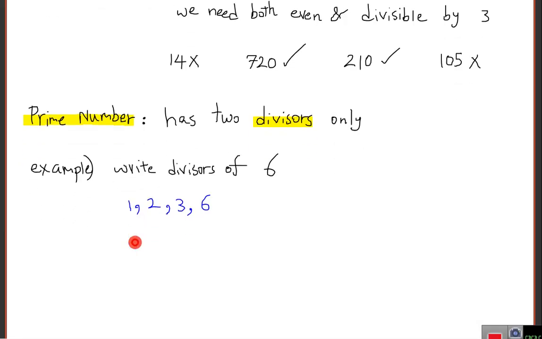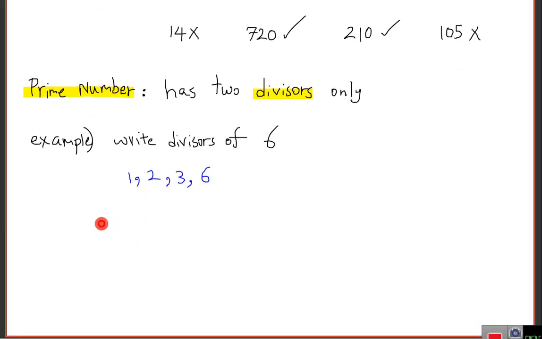So we can say that. Let me give you another example. This time, we want to write divisors of 7. What are the numbers that 7 is divisible by?